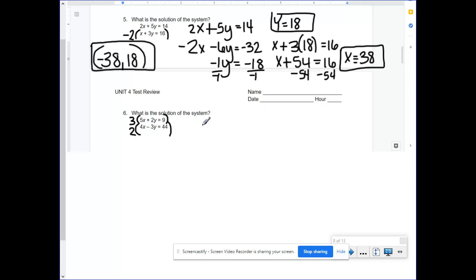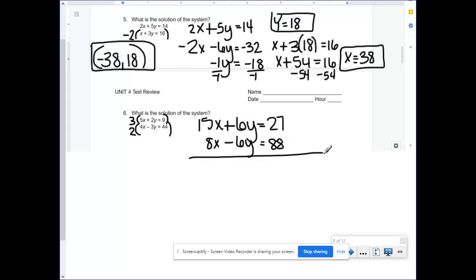So I'm taking my top equation times 3, which would give me 15x plus 6y equals 27. My bottom equation would give me 8x minus 6y equals 88. So I'm trying to get rid of my y's. So when I add everything together, the y's cancel out, and you're left with 23x equals 115. Last step, divide by 23. So x equals 5. That's your first part.